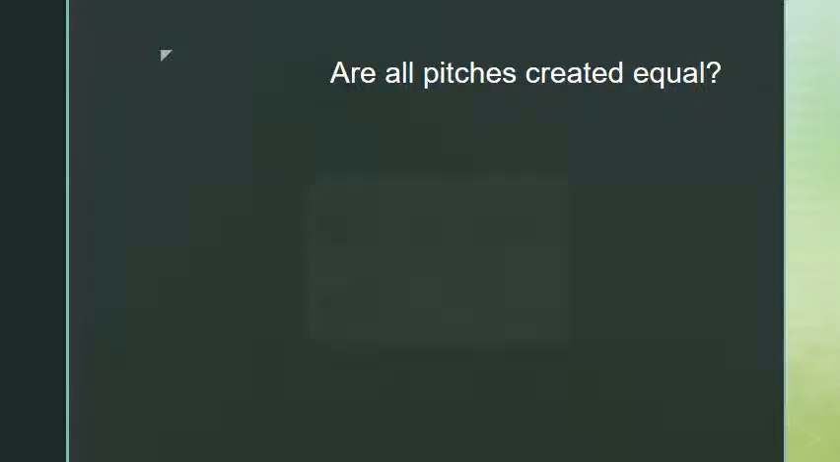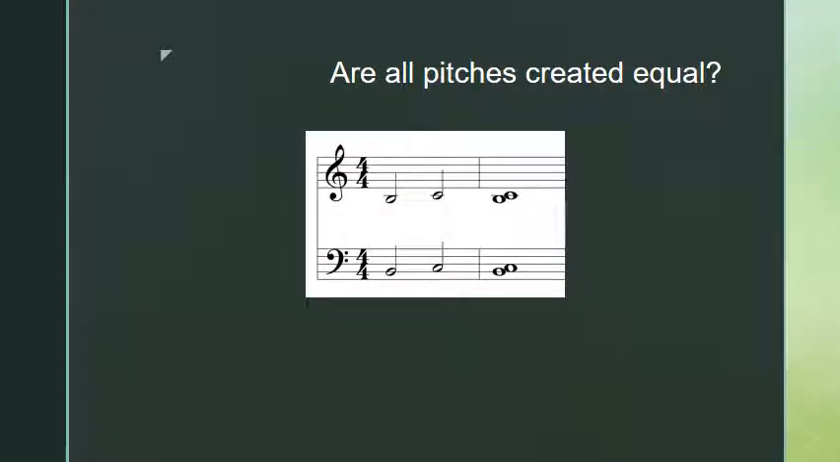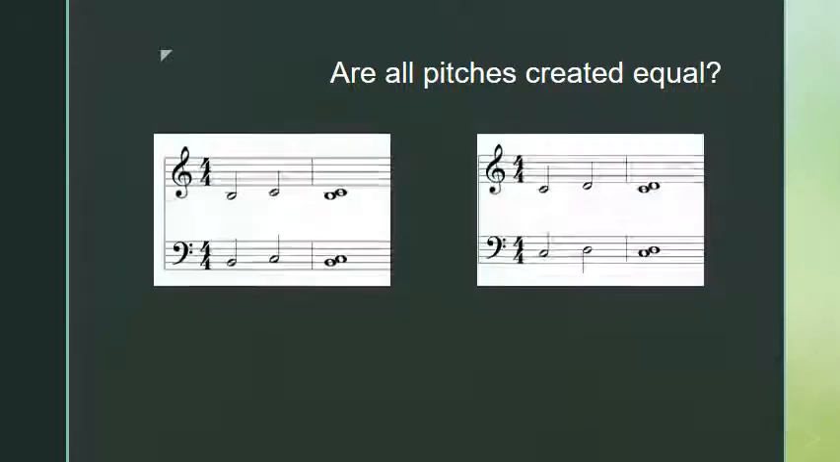Now take a listen to a B and a C, which are also just one letter name apart. As you can hear, these have different sounds to them, even though they are just one letter name apart. The distance between a C and a D is a whole step, and the distance between a B and a C is a half step.